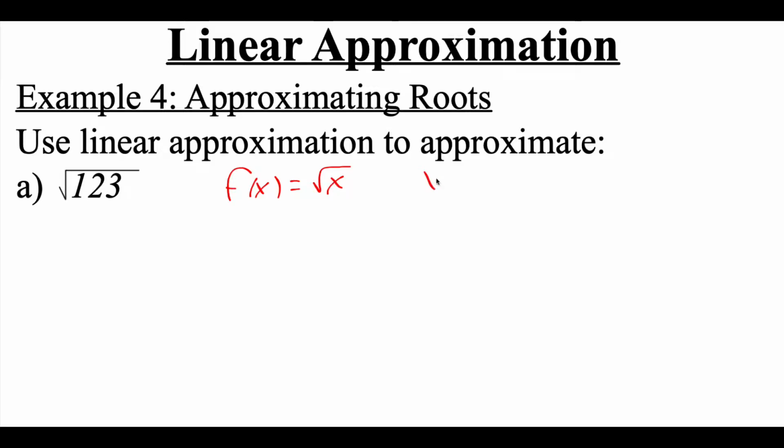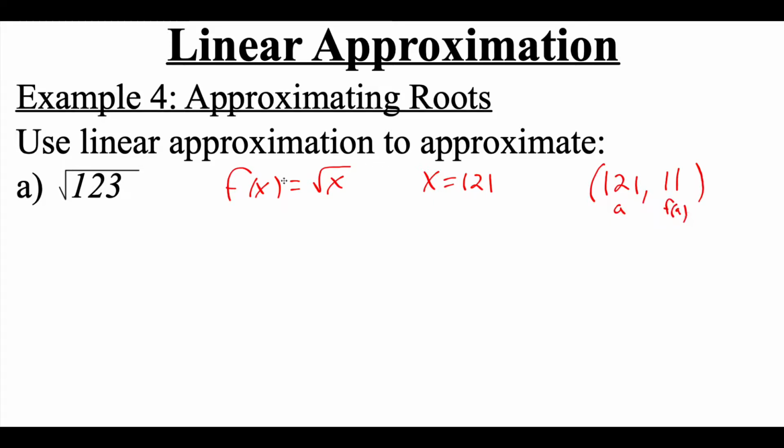So what we're going to do is look at an x value of 121, because that's the closest perfect square to 123. So we're going to center our linearization at 121. Now, if we think about making a point using this x value of 121, if I plugged that into my square root function, I would get an answer of 11. So the 121 is going to be our a, and the 11 is going to be our f of a.